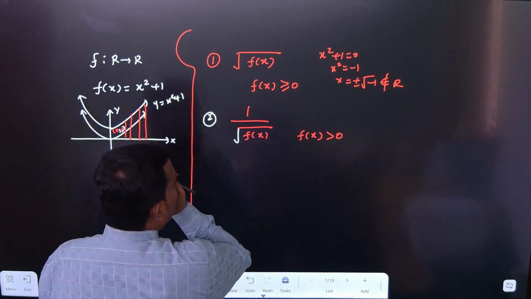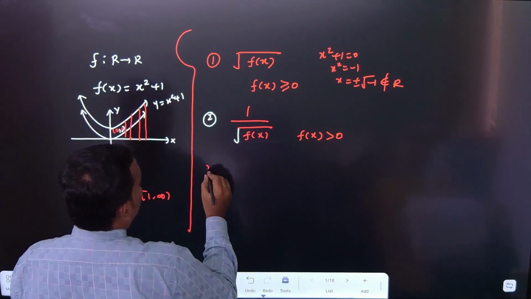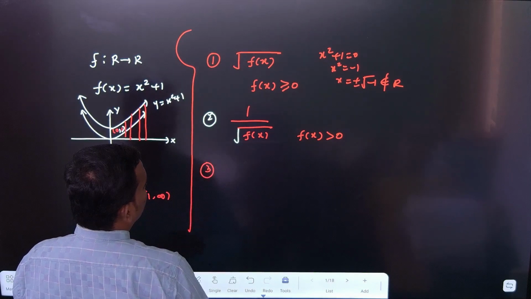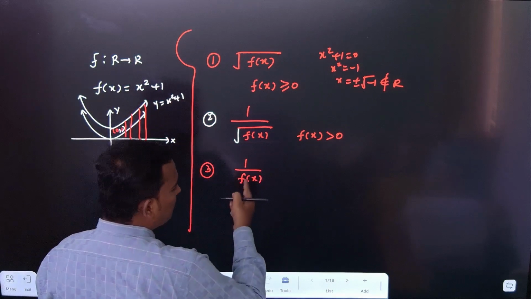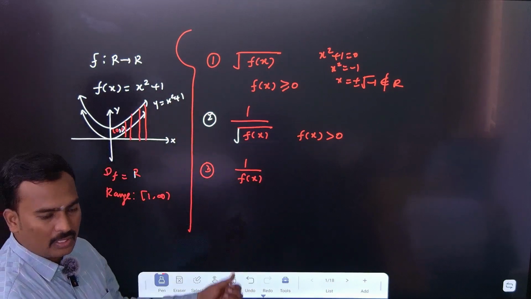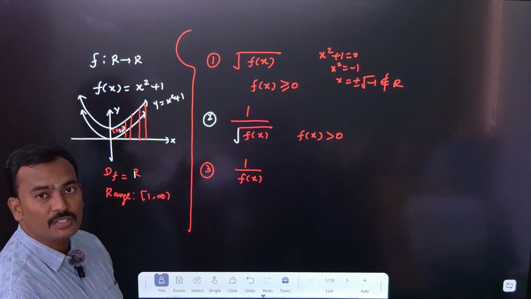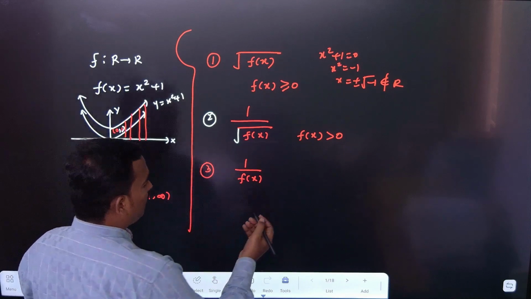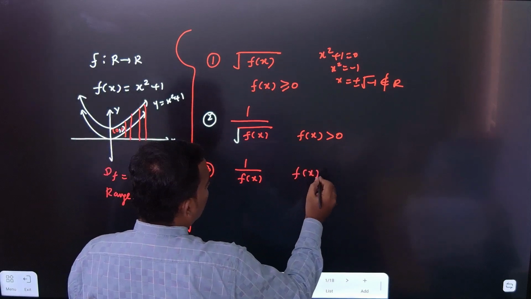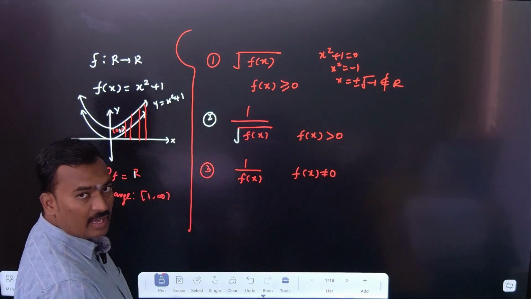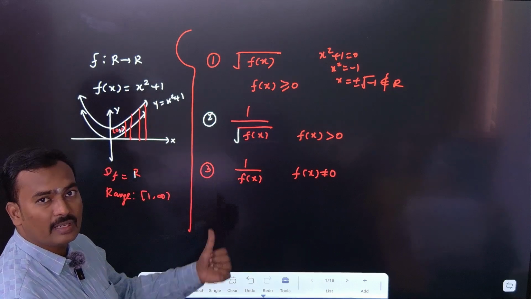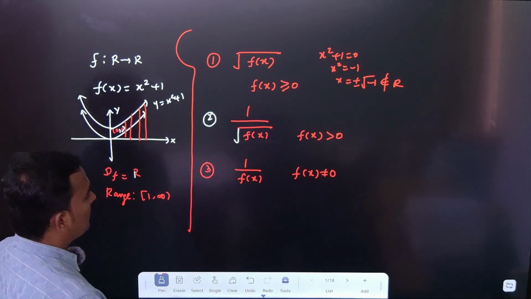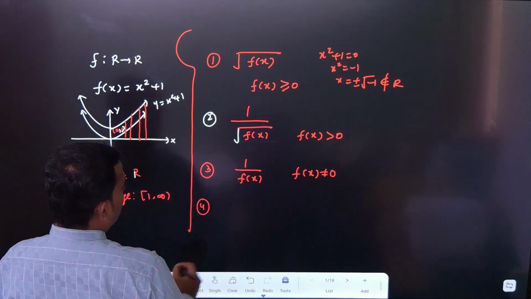Okay, fine. Let me take another example: 1 by f of x. In this case, if you put 0, 1 by 0 is not defined. Therefore we can say that f of x is not equal to 0. Other than that, every value will be defined. Any real number you can take, it will be defined.